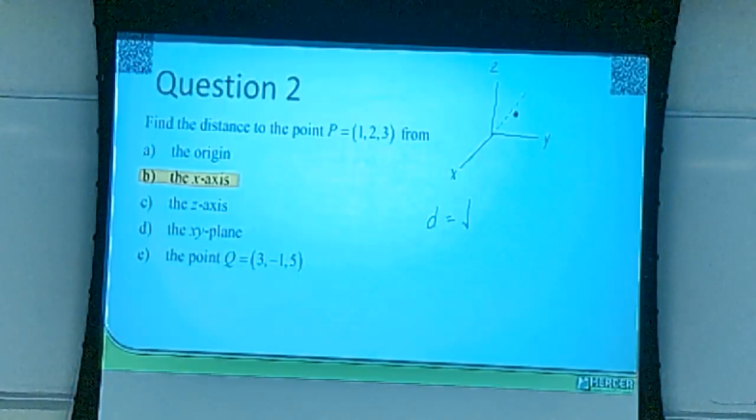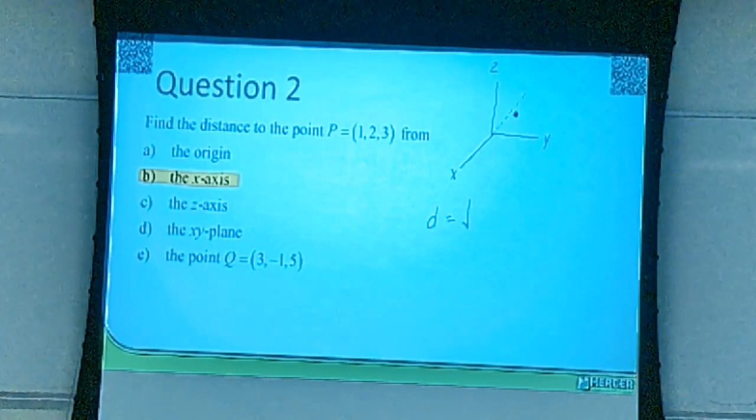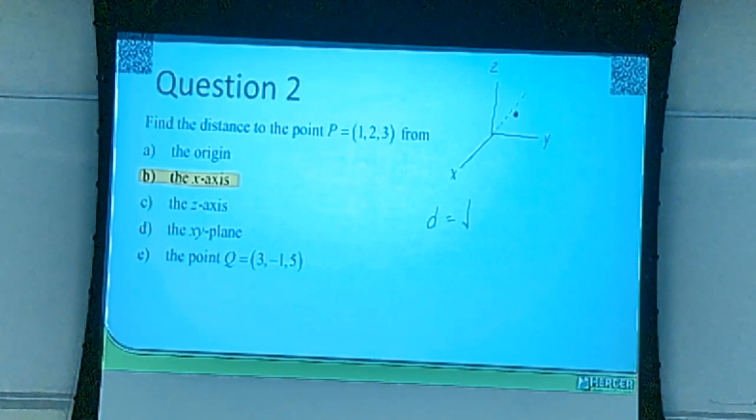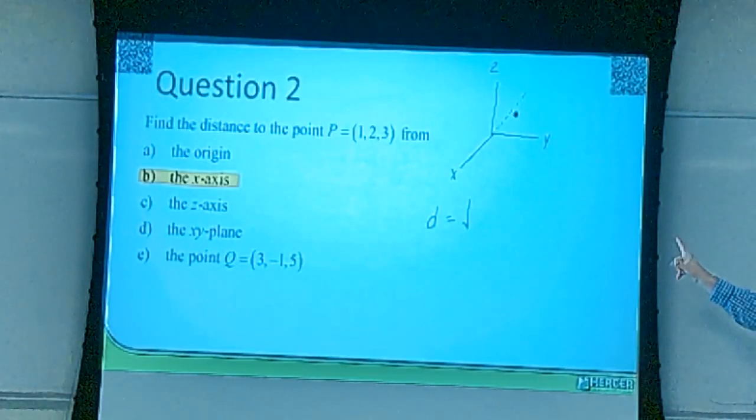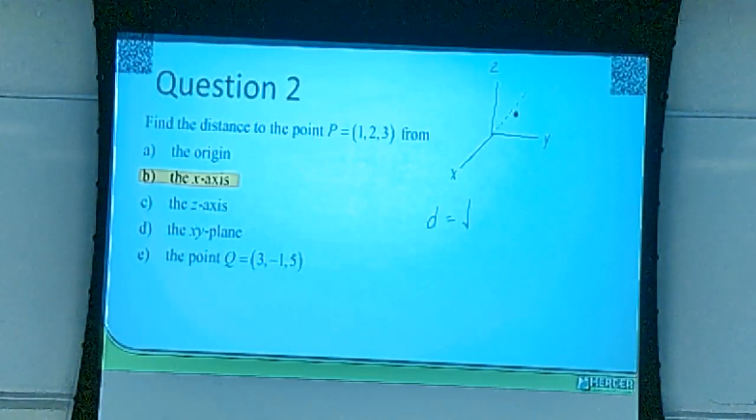You want to just be perpendicular, so you want to draw a line from the x-axis to the point that forms a right angle with the axis. That's the perpendicular distance. Where does that occur? At 1 on the x-axis. So it's actually the distance from (1, 0, 0) to the point. That's the distance we're finding.